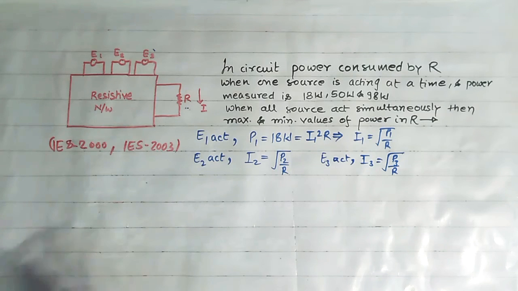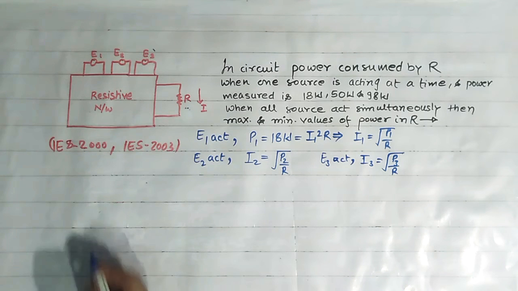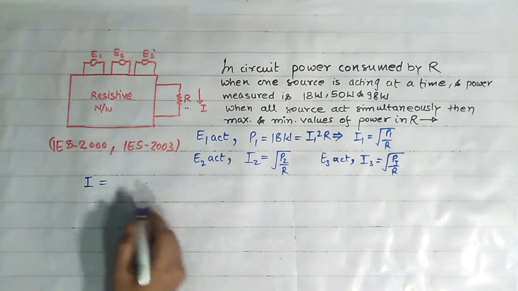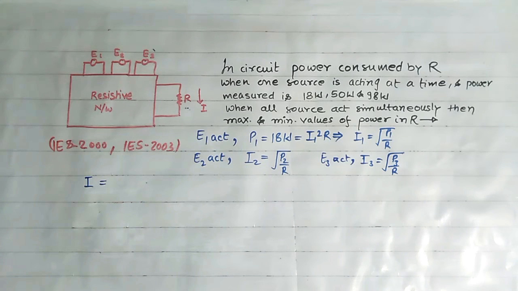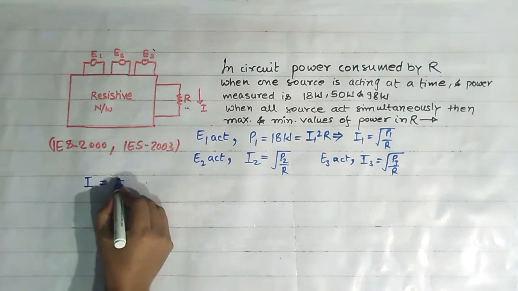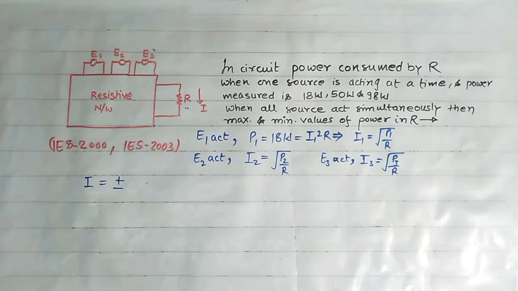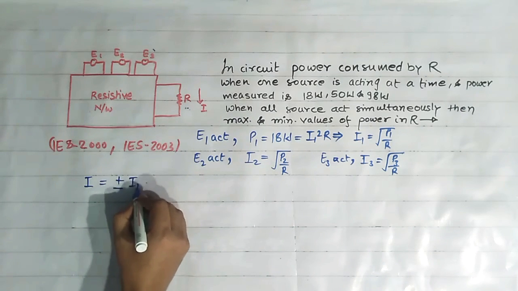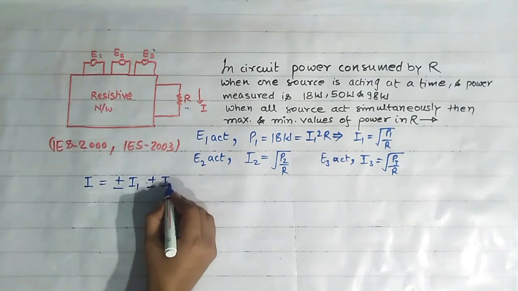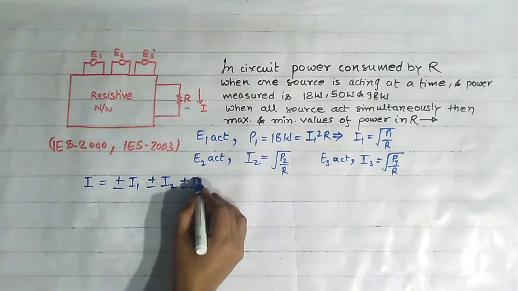Now when all these three sources act simultaneously, what is the current? That current will be equal to the sum of all these three currents, by the superposition theorem. But here there is a twist. We don't know the direction of current, so we take both plus and minus signs because the direction of current is unpredictable. So we can write total current I is equal to plus minus I1 plus minus I2 plus minus I3.